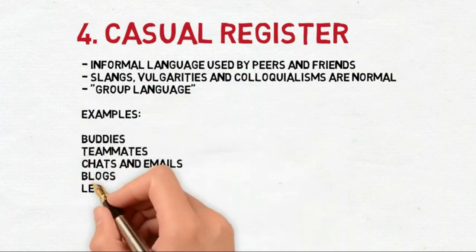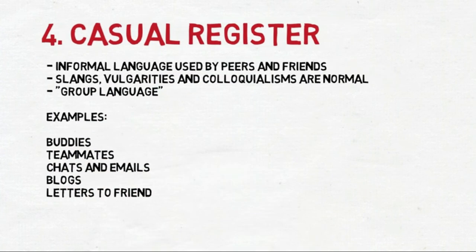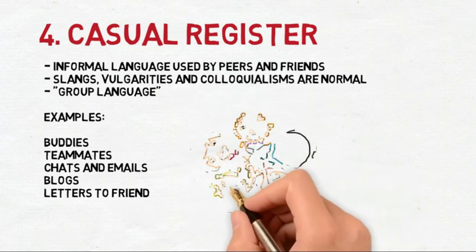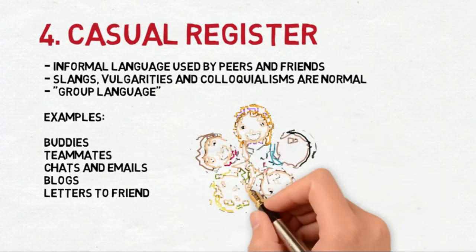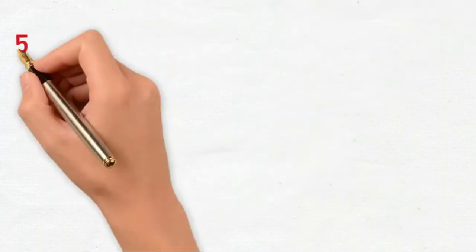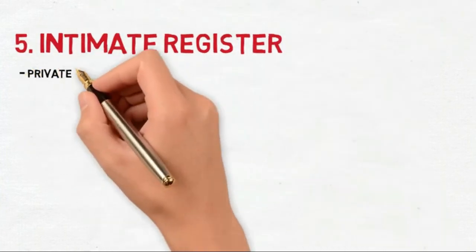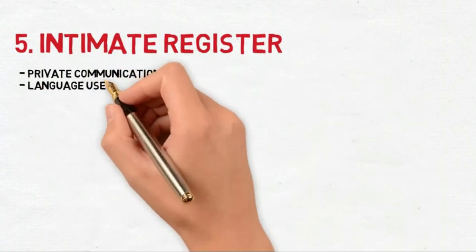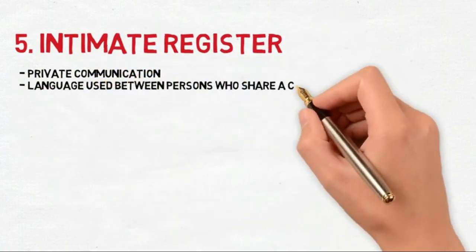setting. And since this is a group language, one must be a member to engage in this register, like buddies, teammates, chats and emails and blogs, and letters to friends. Number 5, intimate register. This communication is private. It is the language used between persons who share a close relationship or bond.